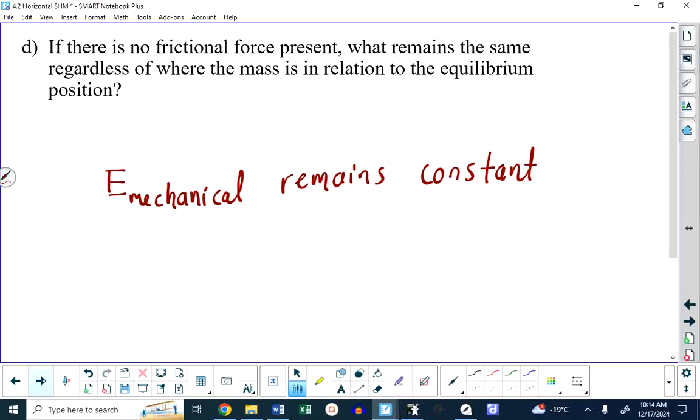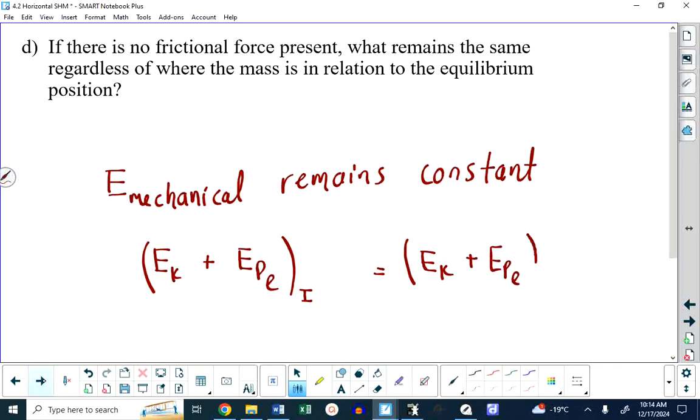And I really want to cut to the chase here. What this means is that for this mass on the spring, EK plus EP elastic at one particular point in its oscillation must be the same as EK plus EP elastic at any other point. Just like a pendulum, when the pendulum is swinging back and forth, we know that the total mechanical energy at the top and the total mechanical energy at the bottom and the total mechanical energy anywhere in between is always the same amount.